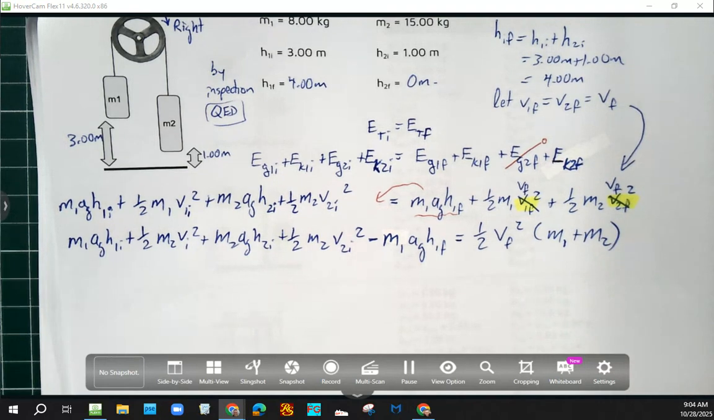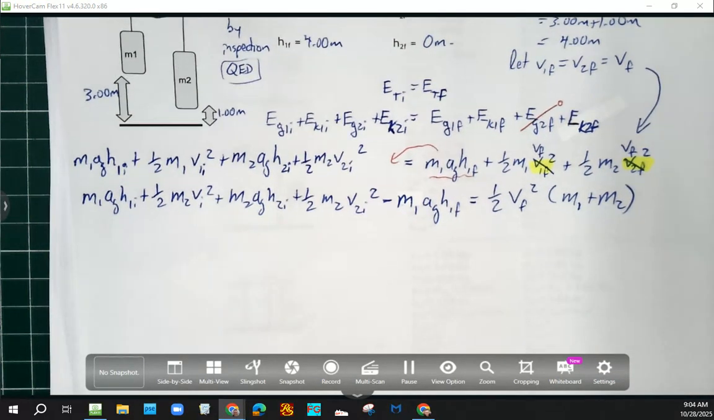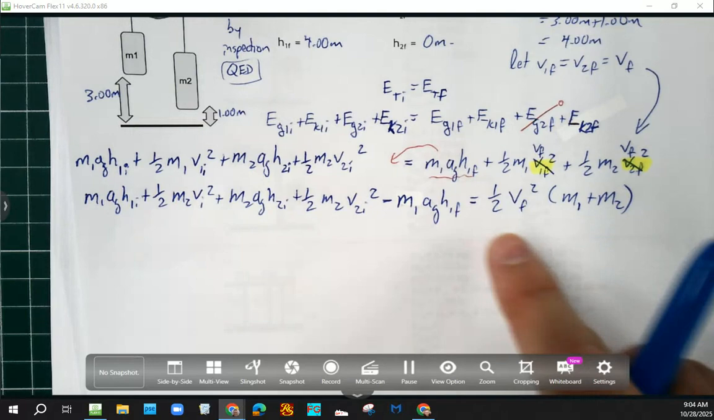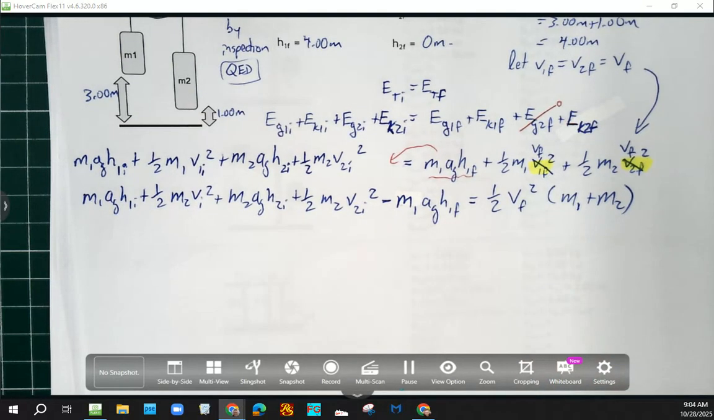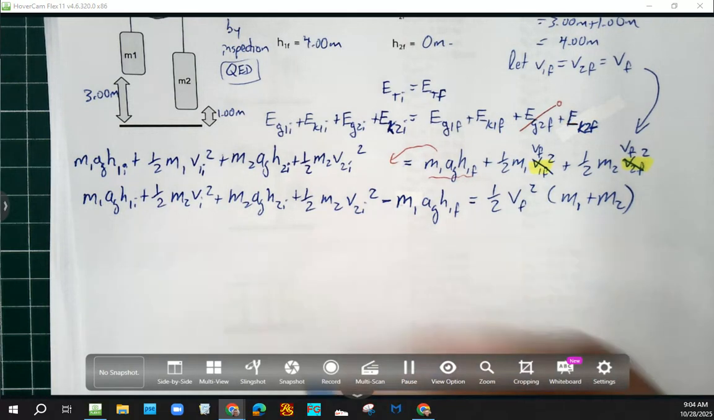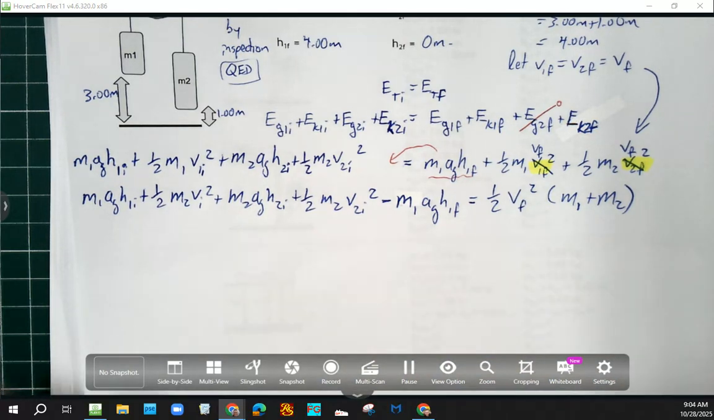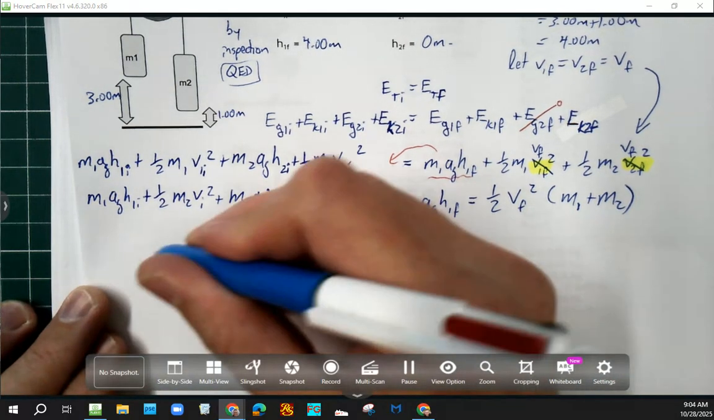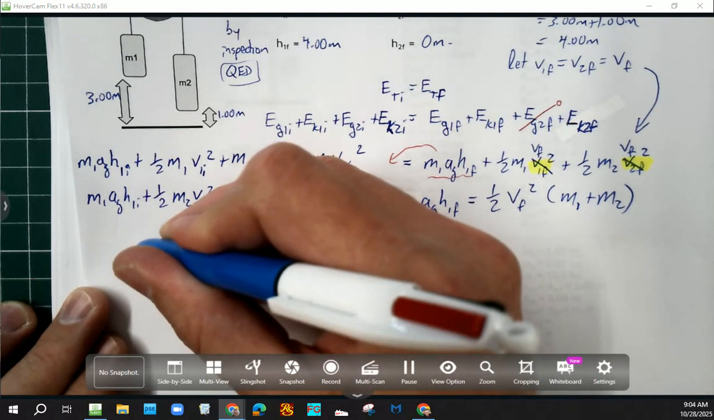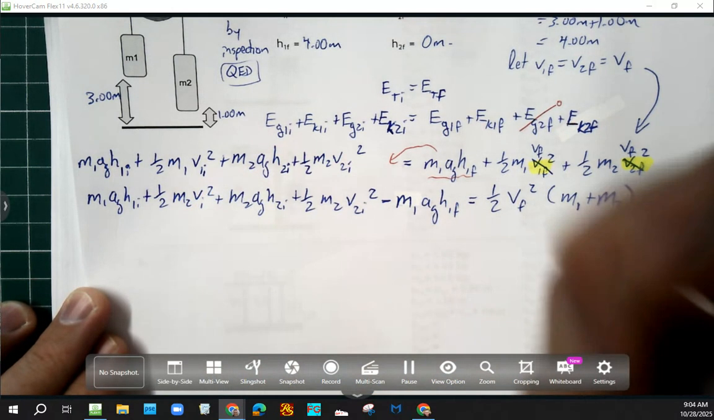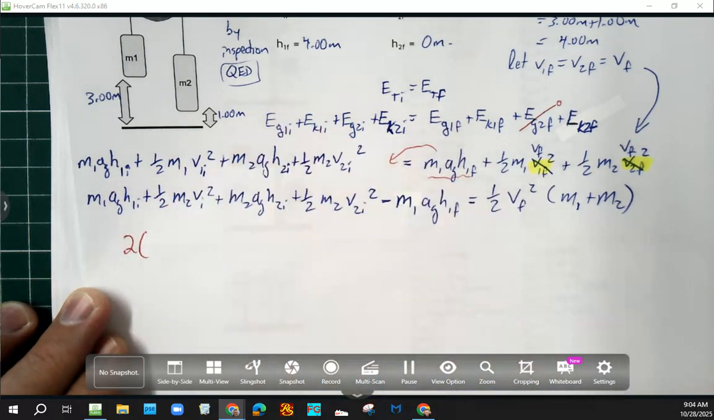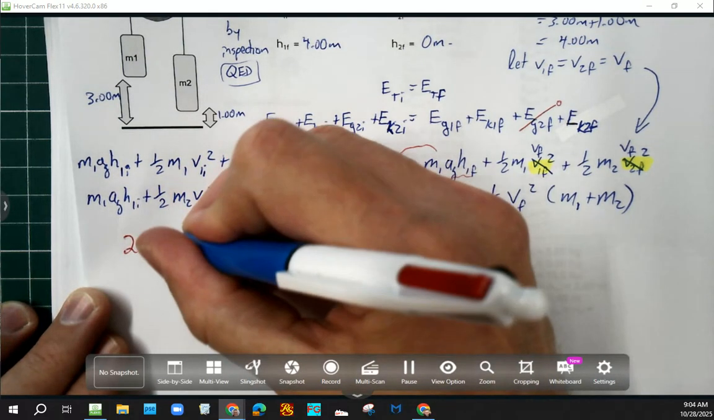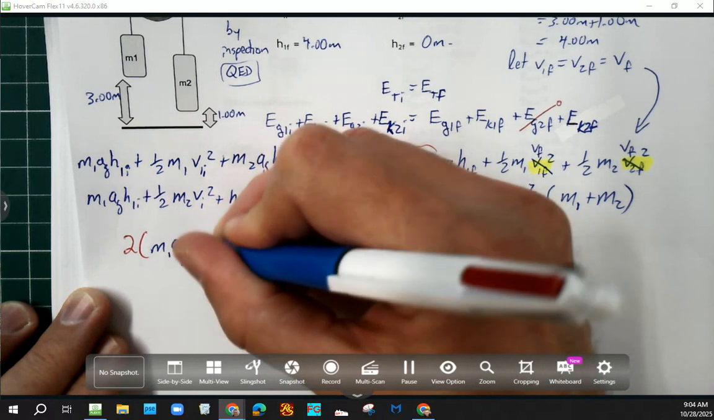And at least then, I got one less line of writing here, because I'm going to have to take that 2 over to the other side and take the M1 plus M2 over the other side. Okay, so I'm going to give myself, again, just a little bit more space. Yeah, you know what? I'll take that 2 over to the other side. 2 times, and then inside the brackets, now I got to write all this stuff. M1 AG H1 initial.